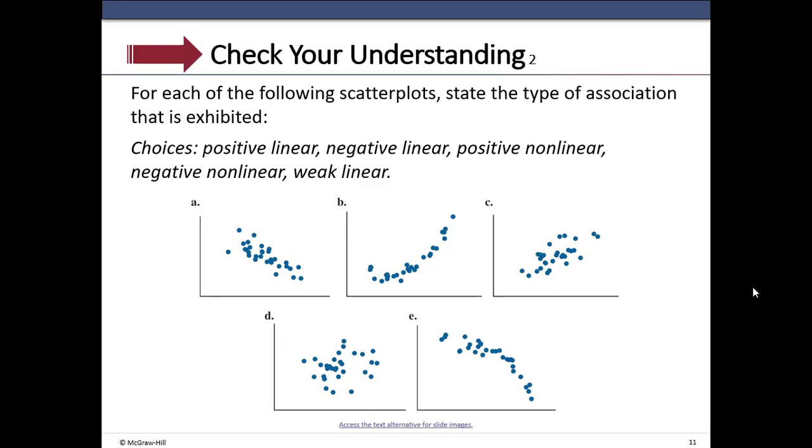How about part C? All the points fall on a straight line going up the hill, close to a straight line, clustered around a straight line. So it is a positive linear. How about D? There is not a good relationship. It's a weak linear. Why? Too much scatter in the data. And how about E? Going down the hill, but it is curved. So it's a negative non-linear between X and Y.